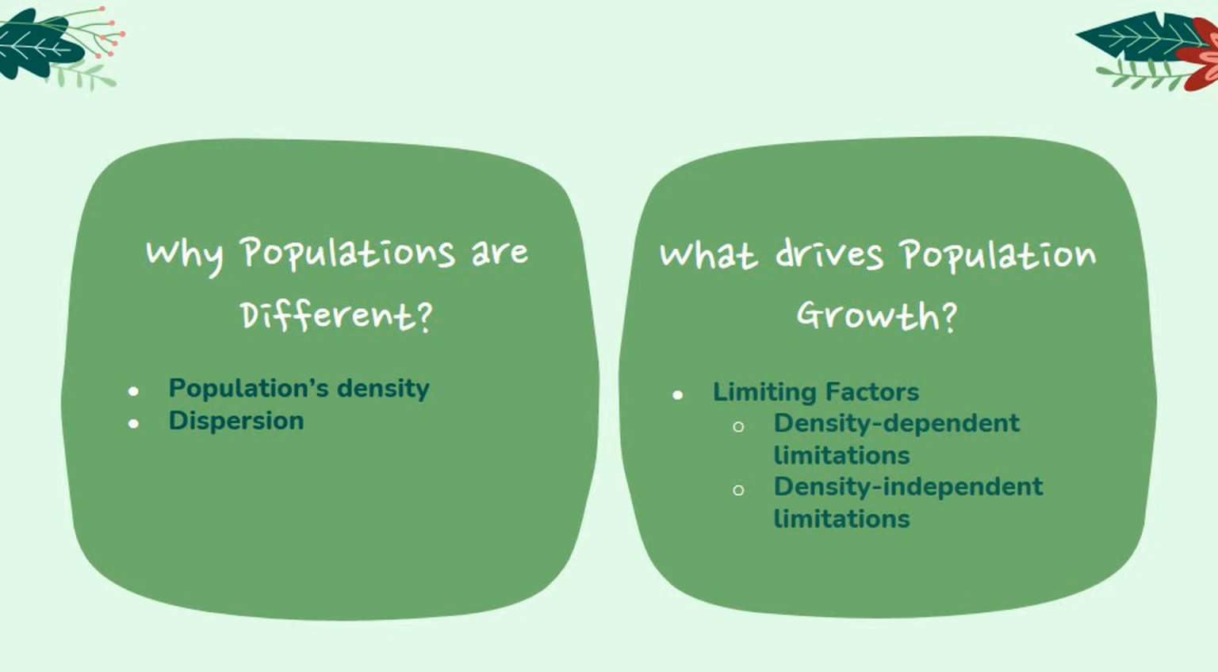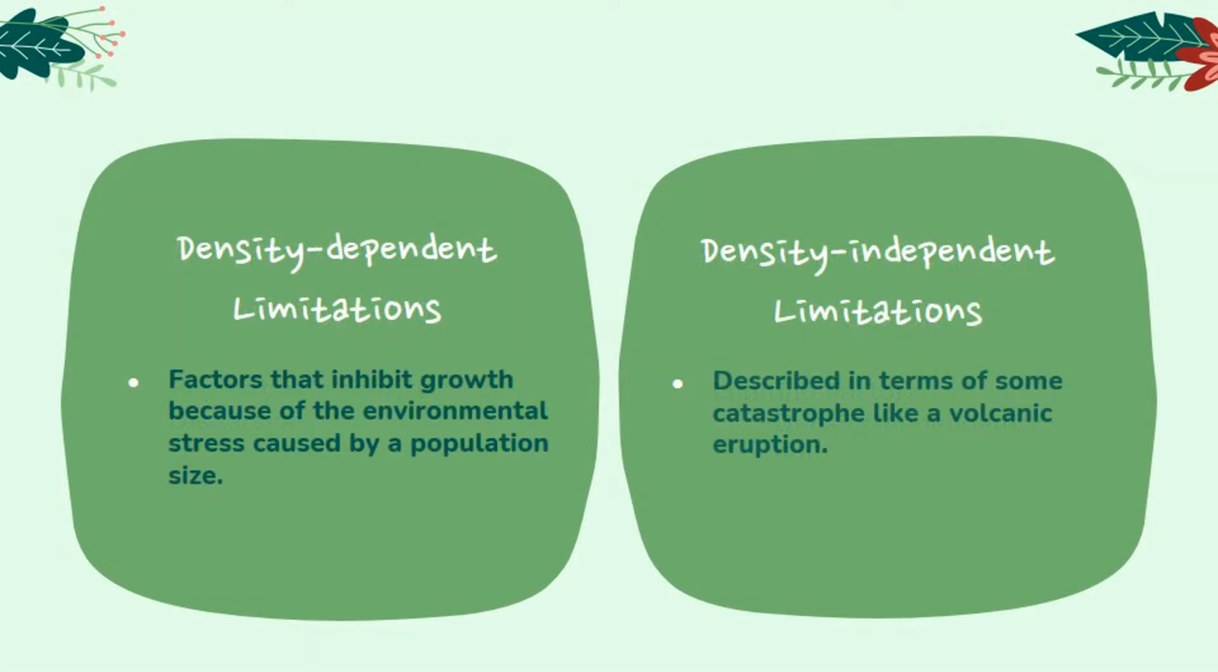Population ecologists group limiting factors like these into two different categories: density dependent and density independent. Density dependent limitations are factors that inhibit growth because of the environmental stress caused by population size. When density dependent limitations start to kick in and start to limit a population's growth, that means that the habitat's carrying capacity has been reached.